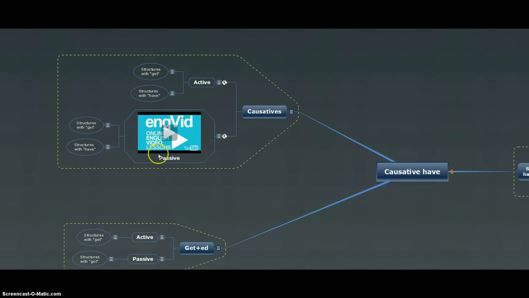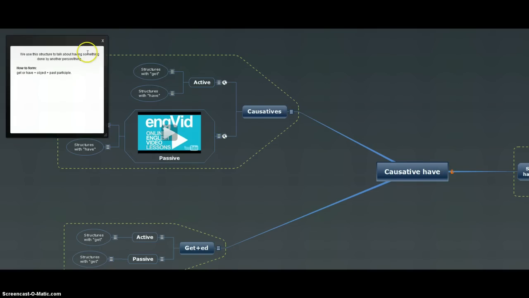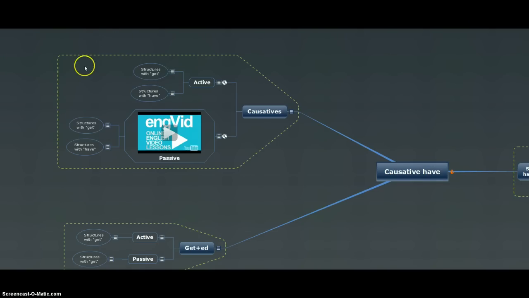On the other hand, passive form is used when we are talking about a third party which is doing some action. Here we also have how to form them. Both passive and active are divided in two subcategories based on structures. So we have structures with get and structures with have. Here we have some examples of those structures used in everyday language.